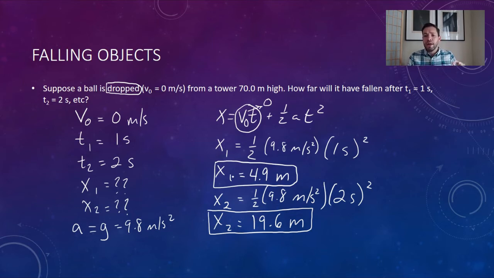Now check this out. The distance it is falling in these second long intervals is changing. It's not fallen 4.9 meters every second. It's falling a greater amount because it's speeding up. Now, okay, like duh, objects that are falling get faster as they continue to fall. But it's really neat, I think, to see this in the math as well.